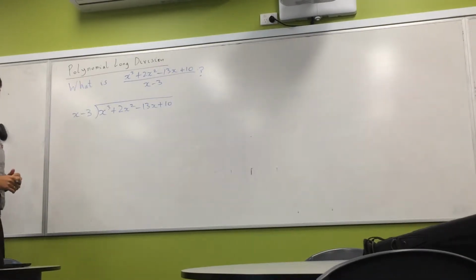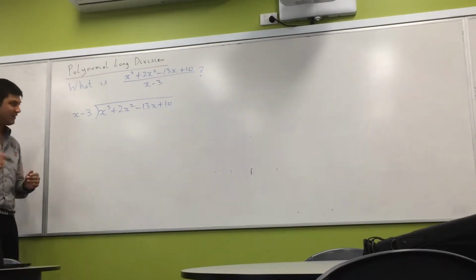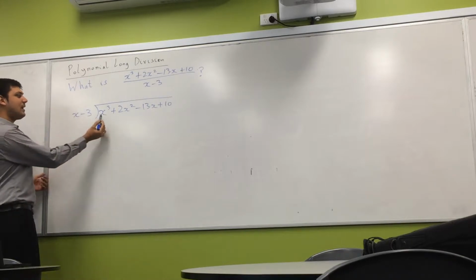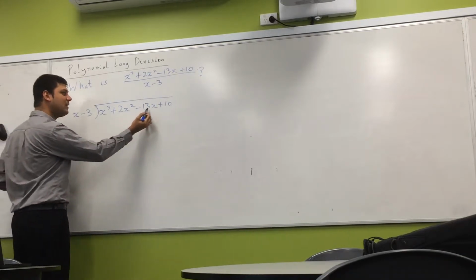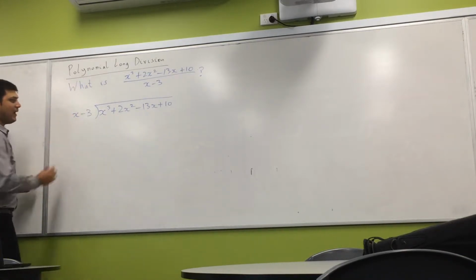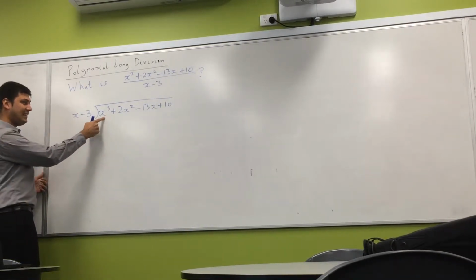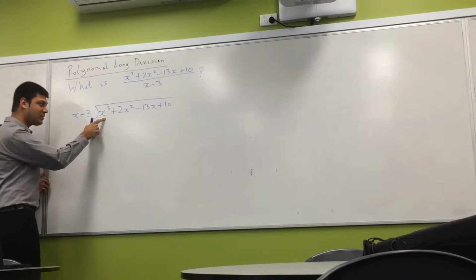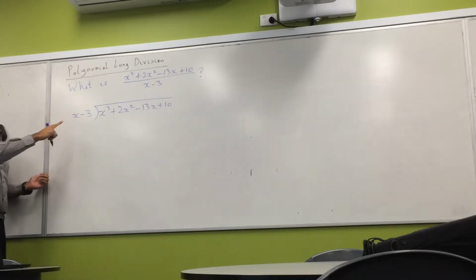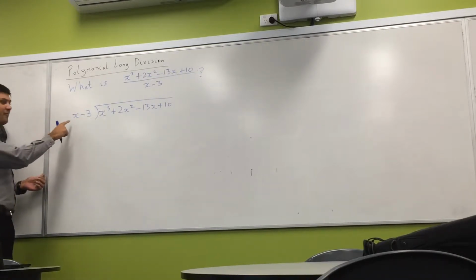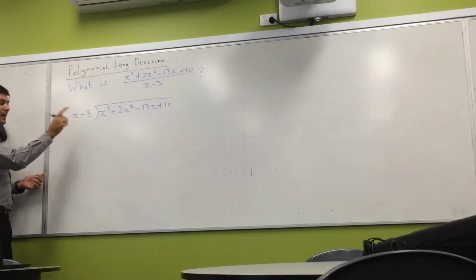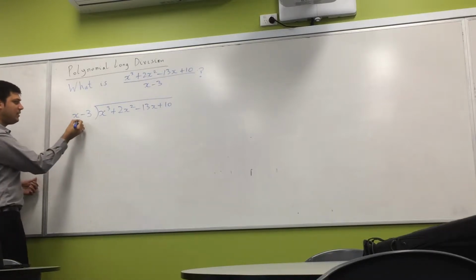Are you good? Yep. Okay, here's the question. We're trying to divide x cubed plus 2x squared minus 13x plus 10 by x minus 3. The first step you need to do is take the leading term of the cubic, which is x cubed, and the leading term of the linear, which is x, and divide them. So x cubed divided by x.